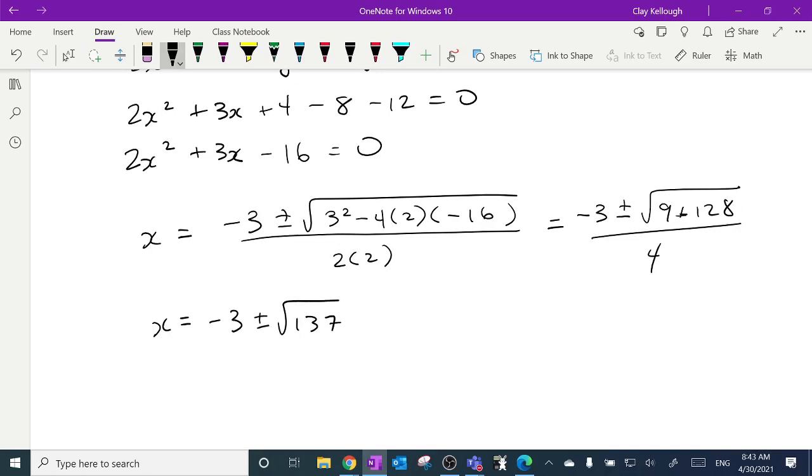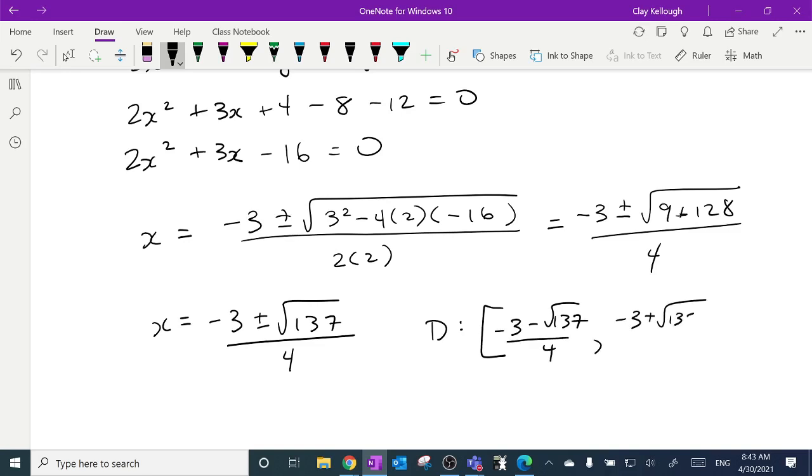So there's the number. So my domain, if you want exact answers, is from negative 3 minus the square root of 137 over 4 to negative 3 plus the square root of 137 over 4. I am making the assumption that there are no perfect squares in 137 that you could simplify that with, but no, I don't think so. So there we go.